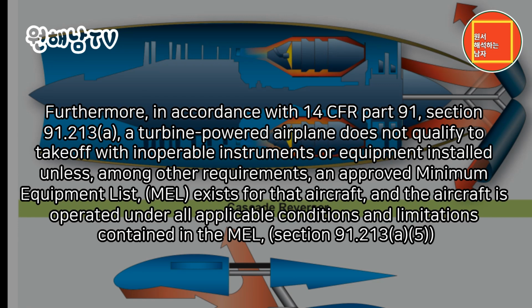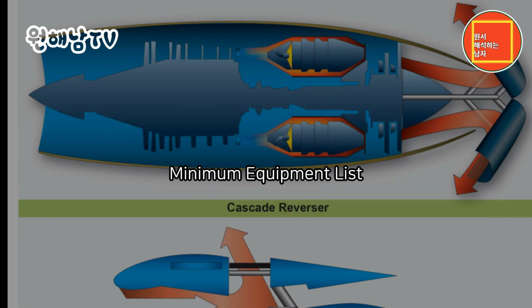Furthermore, in accordance with 14 CFR Part 91, Section 91.213(a), a turbine-powered airplane does not qualify to take off with inoperable instruments or equipment installed unless, among other requirements, an approved minimum equipment list (MEL) exists for that aircraft, and the aircraft is operated under all applicable conditions and limitations contained in the MEL, Section 91.213(a)(5). Minimum equipment list.